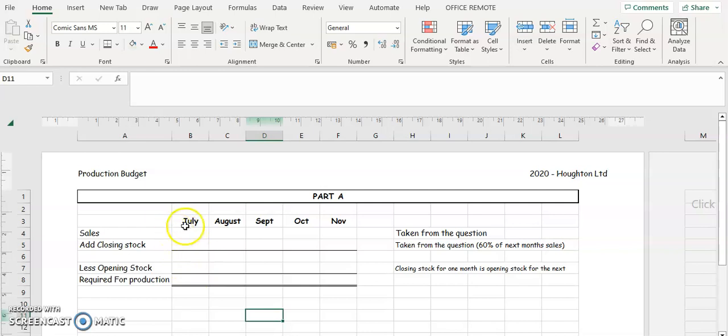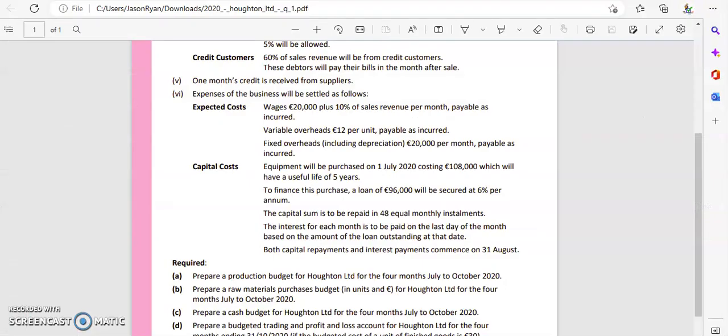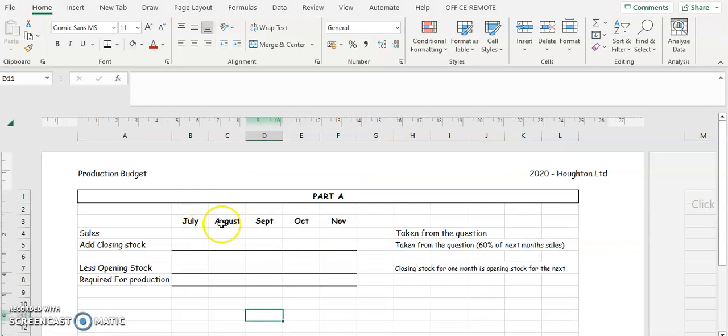Remember we're doing it for 4 months. The question says prepare a production budget for the first 4 months from July to October. So we're going to have July, August, September, October. We're going to have our sales, add our closing stock because that's what we're going to have at the end of the period, take away our opening stock because that's going to be used, and then that's going to give us what's required for the budget.